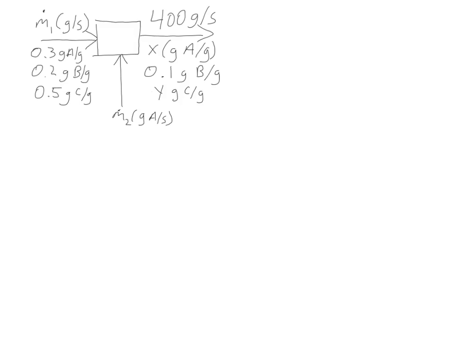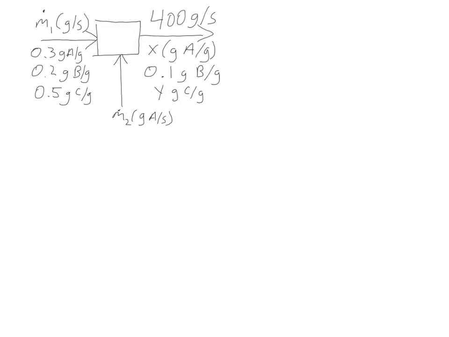So what do we have here? We have three components, A, B, and C. And we have an inlet stream here, which I've labeled M1. M1 is the flow rate in mass of this stream, and then we have the mass fractions for the three components right here. So the only unknown variable for this stream is the total flow rate of that stream.